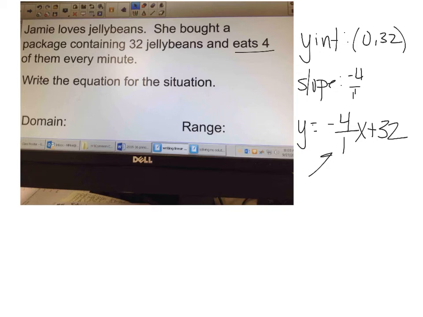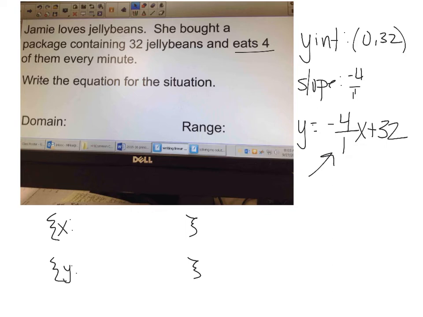Make sure that it's negative because the number of jelly beans are decreasing. So then the domain and range, again, we need to decide if we have a stopping point for this story, and we do. Even though it doesn't explicitly say it in the story, we know that eventually Jamie is going to run out of jelly beans. So we need to figure out what our domain is going to be.